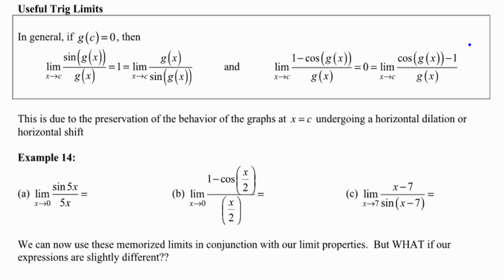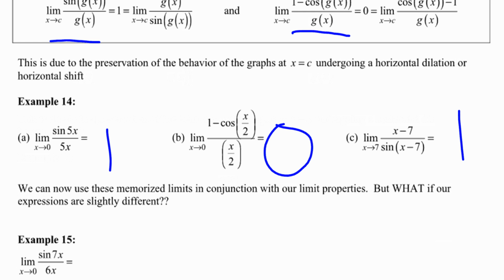As we saw in the last video in our notes, we have this nice useful trig limit for us. If we look at example 14, this fits our format for sine, so the limit is 1. This one fits the format for cosine, limit is 0. This fits sine, so it's 1. Pretty nice and easy. Okay, but what if it's a little bit different?